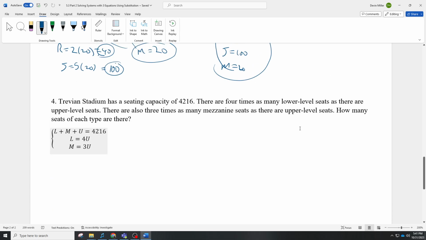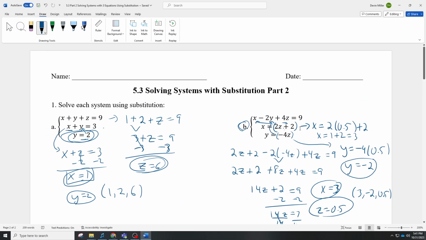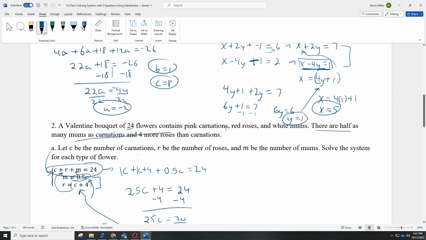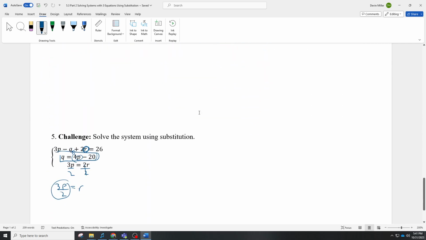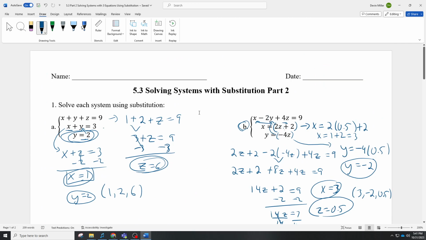So that is all for part 2, using 3 variables and 3 equations and solving systems. And on top of doing the last 2 problems, you should also work on the homework page, which will be posted on Teams as well.